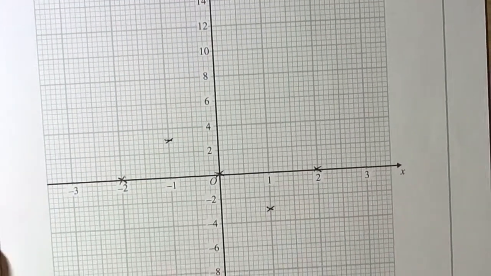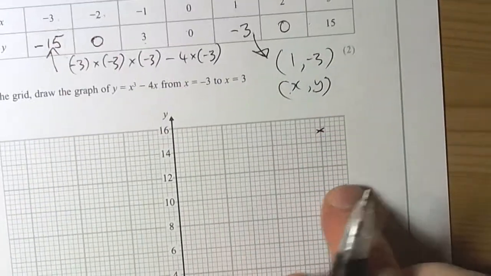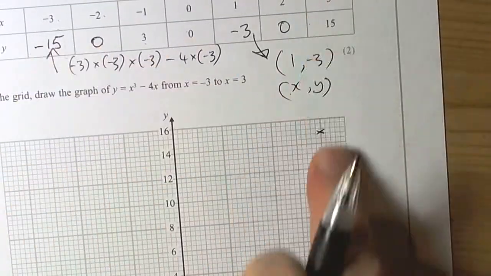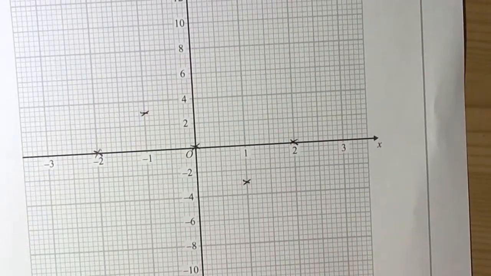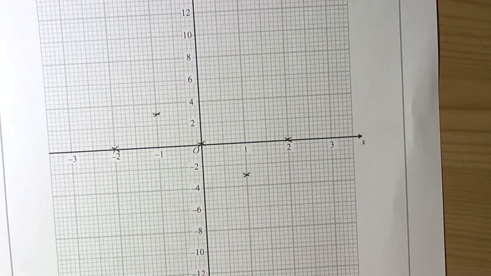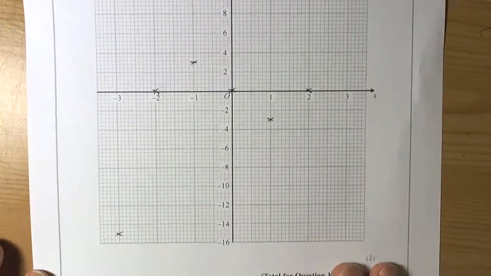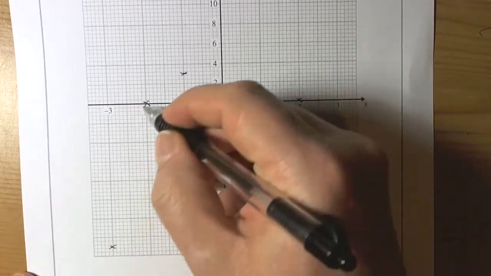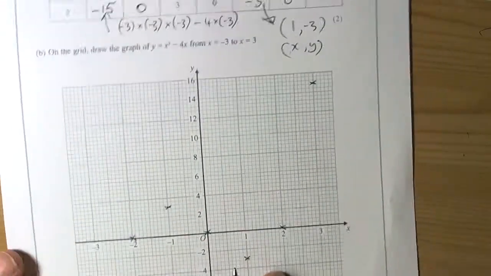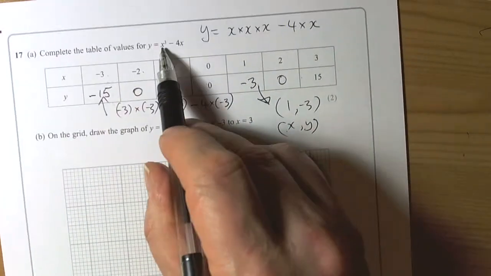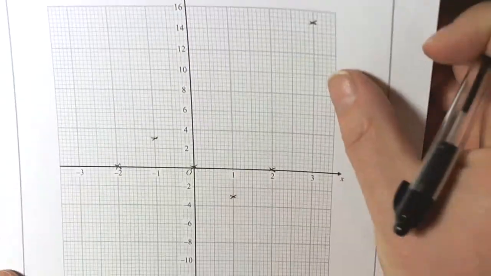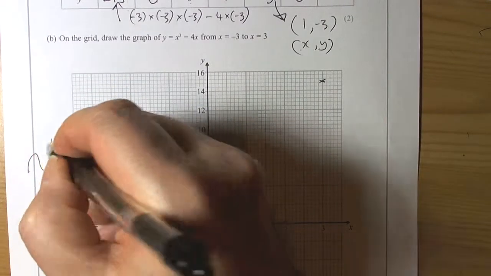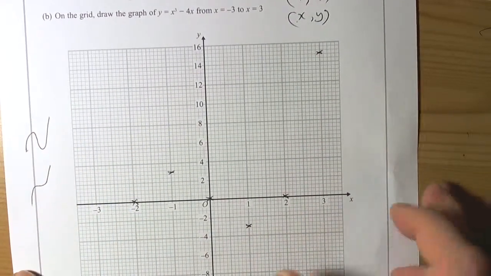So we've plotted our crosses, and we've checked that they've been plotted accurately by looking back at the table of results. And this is where we've got to be really careful, because on our graph we should see that we have to join these crosses with a smooth curve. Now we should recognise that this is the equation of a cubic. X to the power of 3 is a cubic equation, so therefore it's going to be a graph that does that or does that. So this one looks like it's going to be this type.